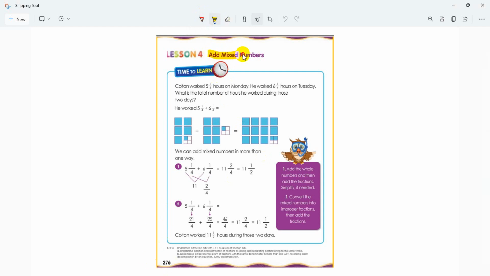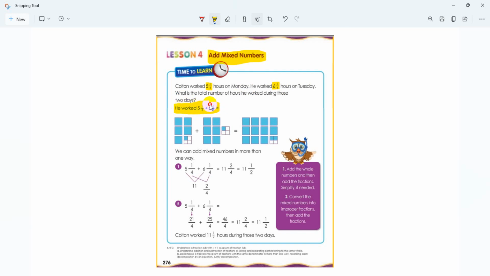Today we will learn how to add mixed numbers. The first example in our lesson: Carlton worked 5¼ hours on Monday, and he worked 6¼ hours on Tuesday. What is the total number of hours he worked during those 2 days? During those 2 days, so we need to add.